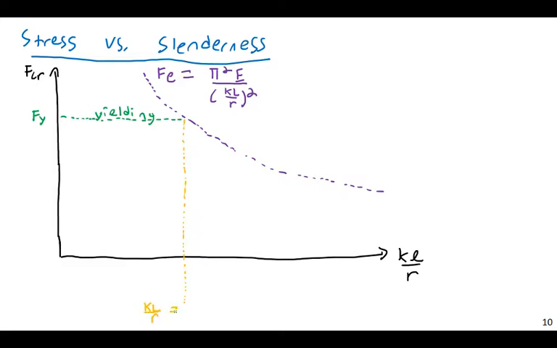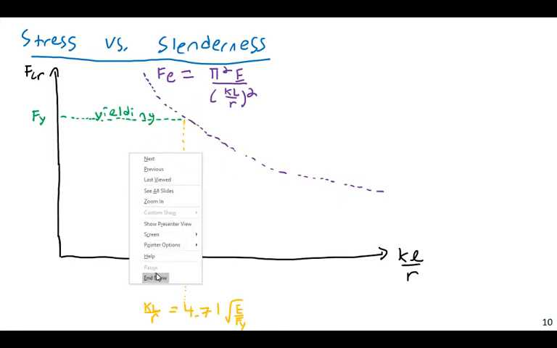And this is going to be where KL over R is equal to 4.71 times the square root of E over Fy. 4.71 times the square root of E over Fy. And you can actually see that in chapter E below equation 3-1, when it tells you which regime to use for calculating your critical stress. If KL over R is less than 4.71 root E over Fy, you're using one thing. If it's greater than that, you're using a different thing. Okay, so that's going to be fine.